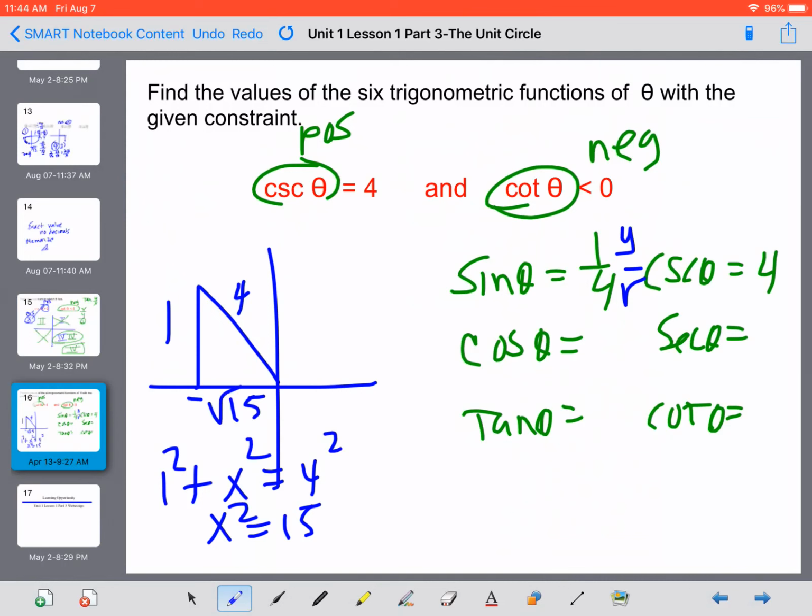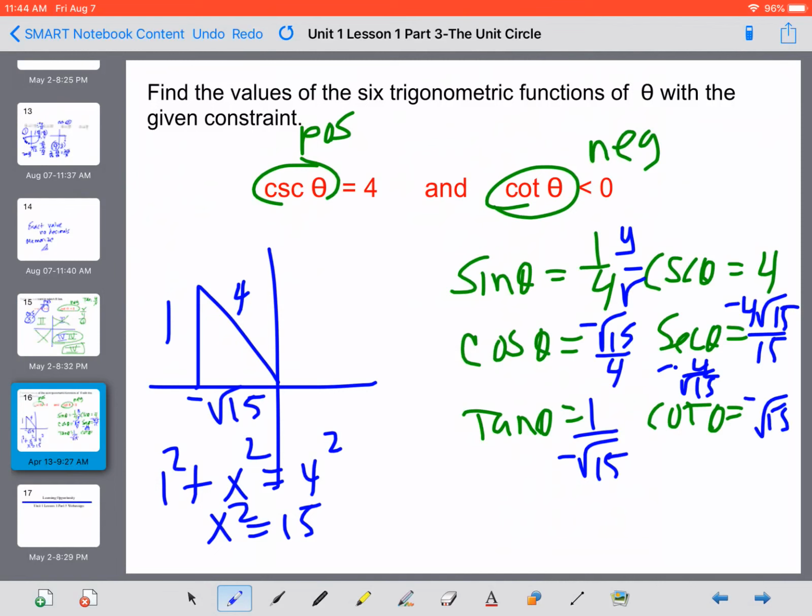So your cosine is going to be negative root 15 over 4, which makes your secant negative 4 over root 15. And when you rationalize, I get negative 4 root 15 over 15. Tangent is going to be 1 over negative root 15, which gives me a negative root 15 for the cotangent. That satisfies that. And when you rationalize your tangent, you get negative root 15 over 15.